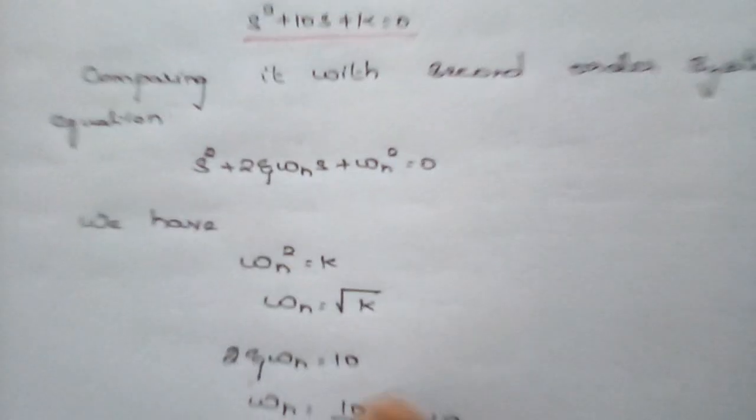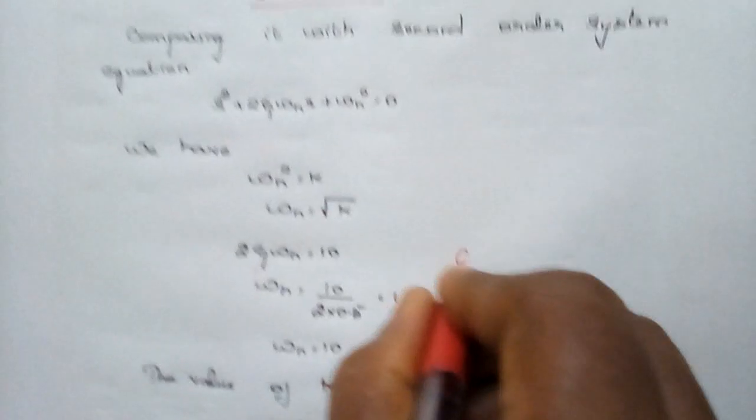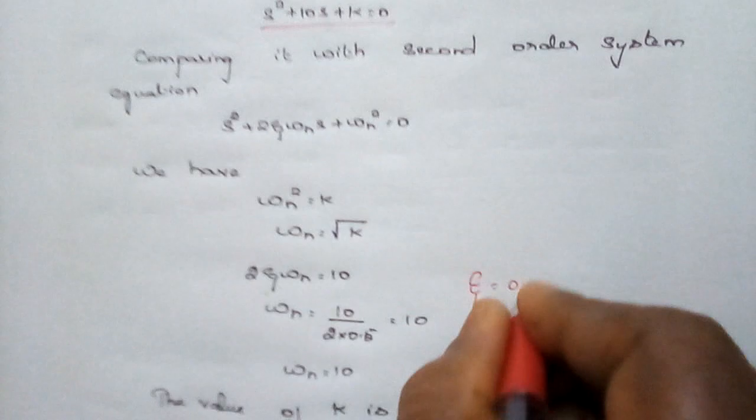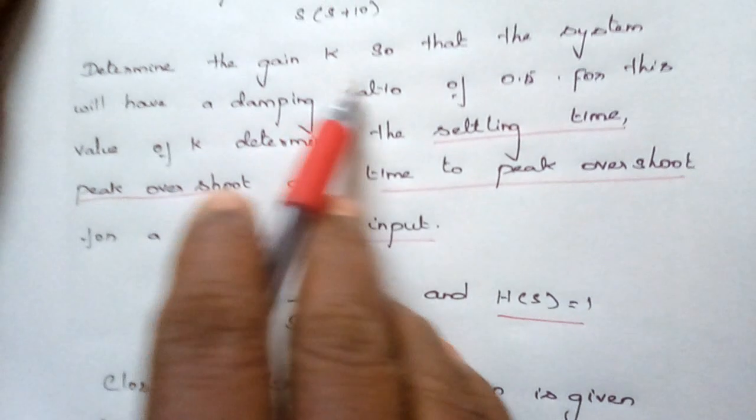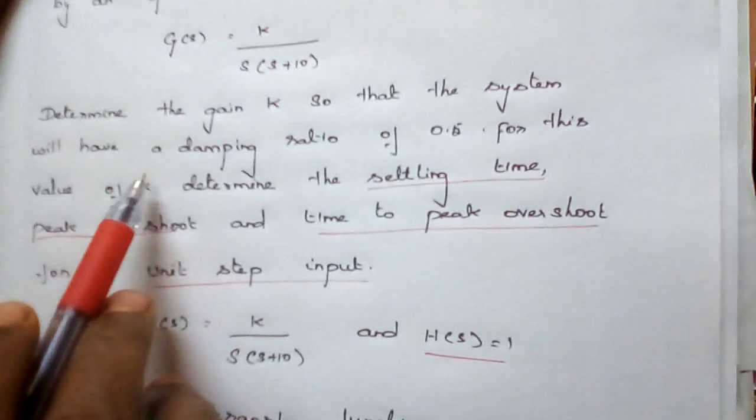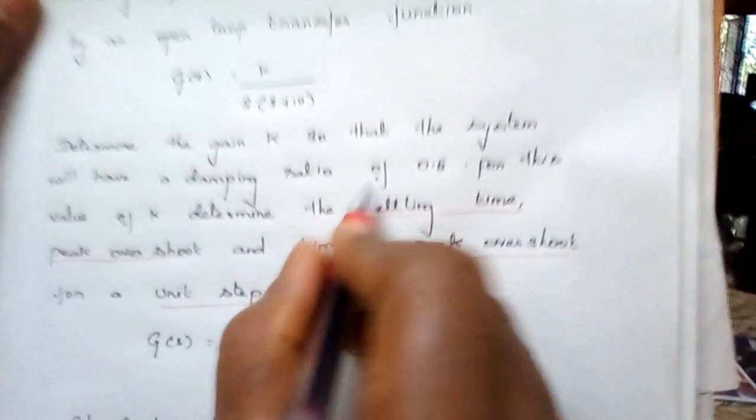Okay, and already the zeta value is given as 0.5 in the problem itself. That means it is given to determine the gain K so that the system will have a damping ratio of 0.5.